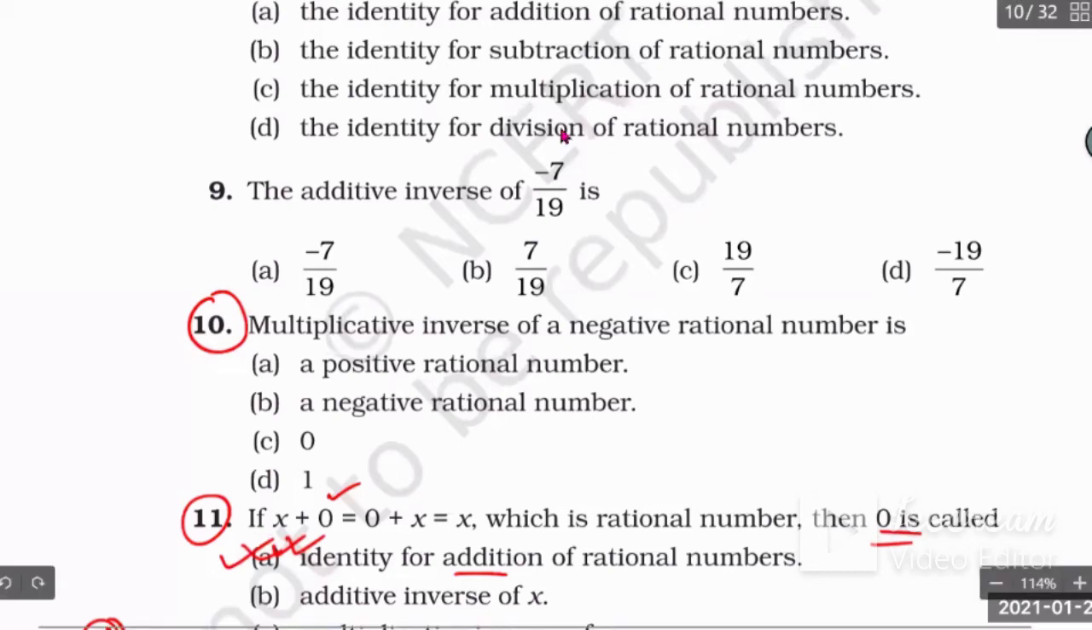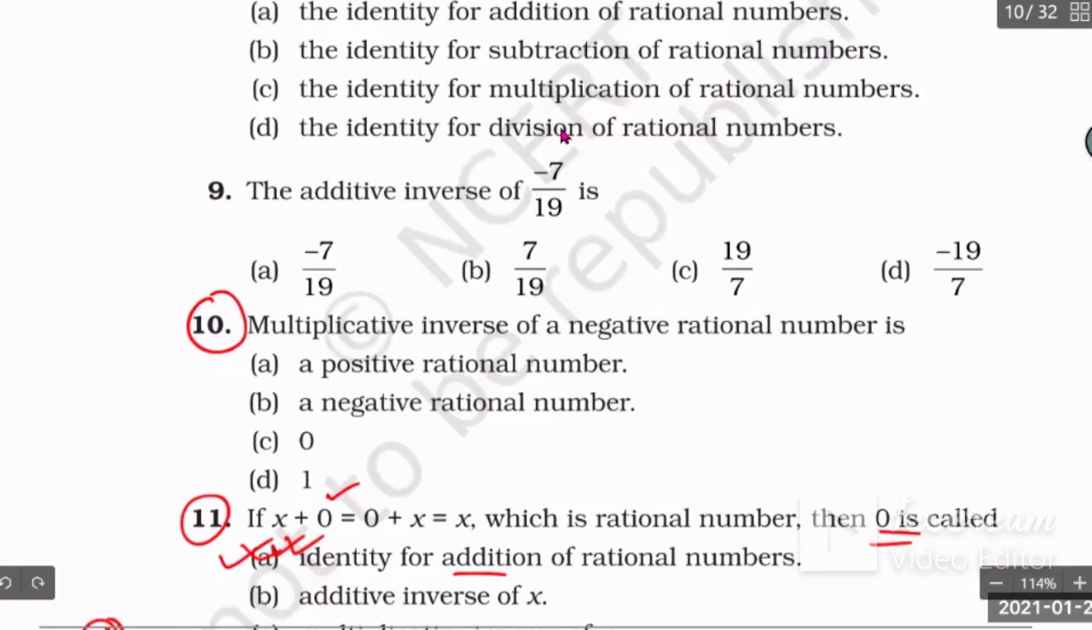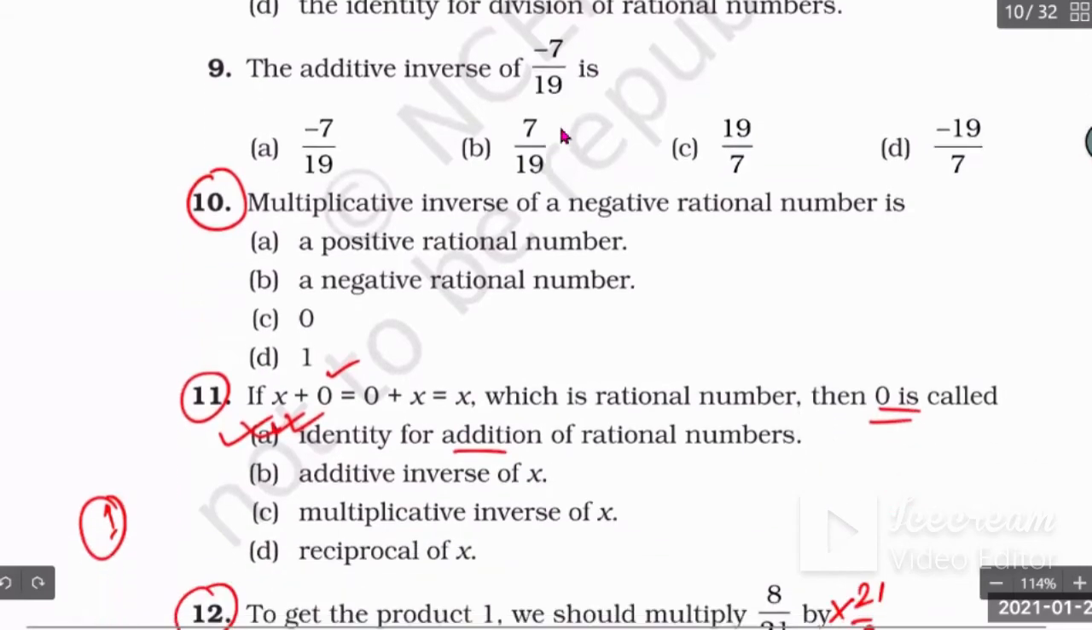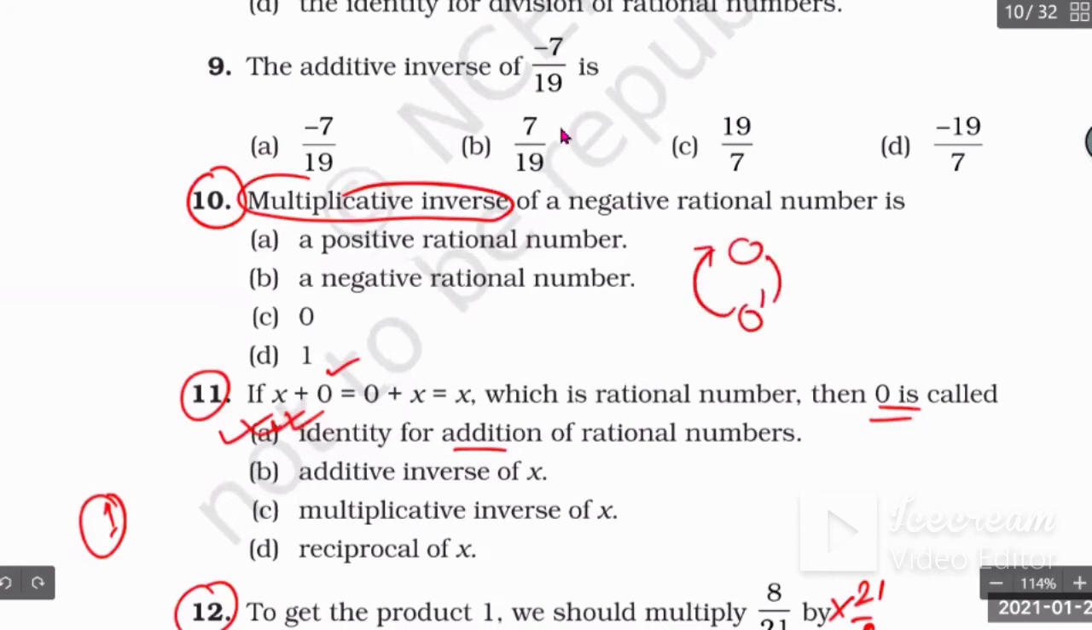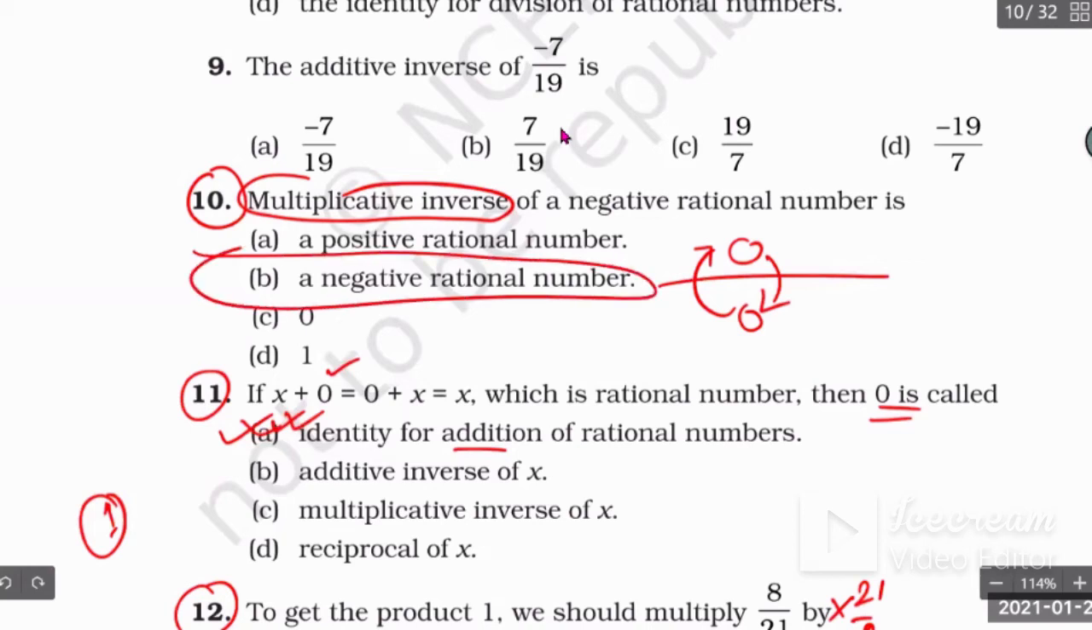Okay, question number 9. The multiplicative inverse of a negative rational number is? Remember things. Nothing changes in the multiplicative inverse. There is nothing to do with negative and positive with the multiplicative inverse. Just the numerator will come to the denominator and the denominator will go to the numerator.